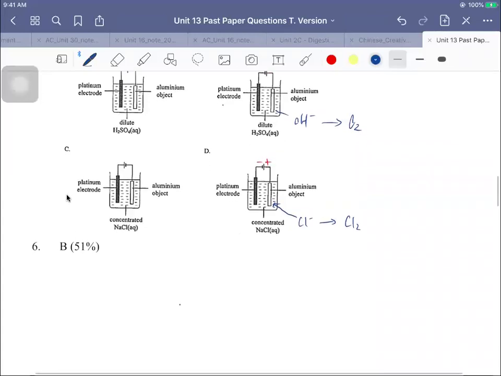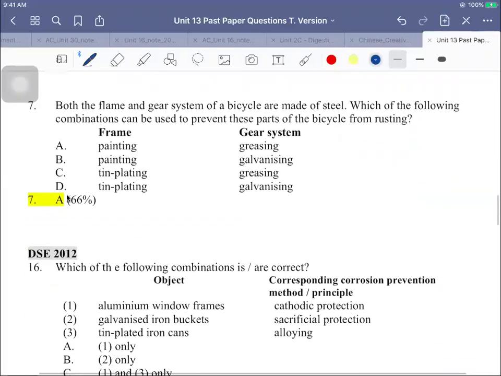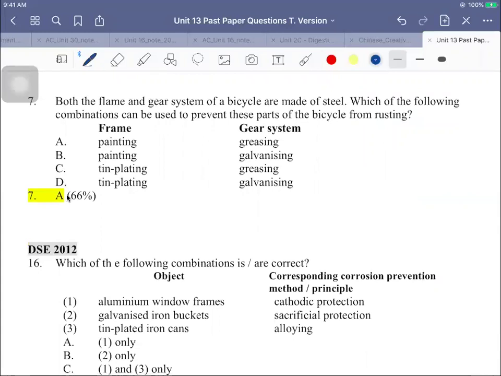Okay, then we move on. Question 7. Both the frame and gear system of a bicycle are made of steel. So which combination is correct? For the frame, in order to make it quite cheap and quite efficient, we just do painting, and we can make it look nicer with different colors. And for the gear system, because it needs to run smoothly, we should use oil for the surface protection. So the correct combination should be A.